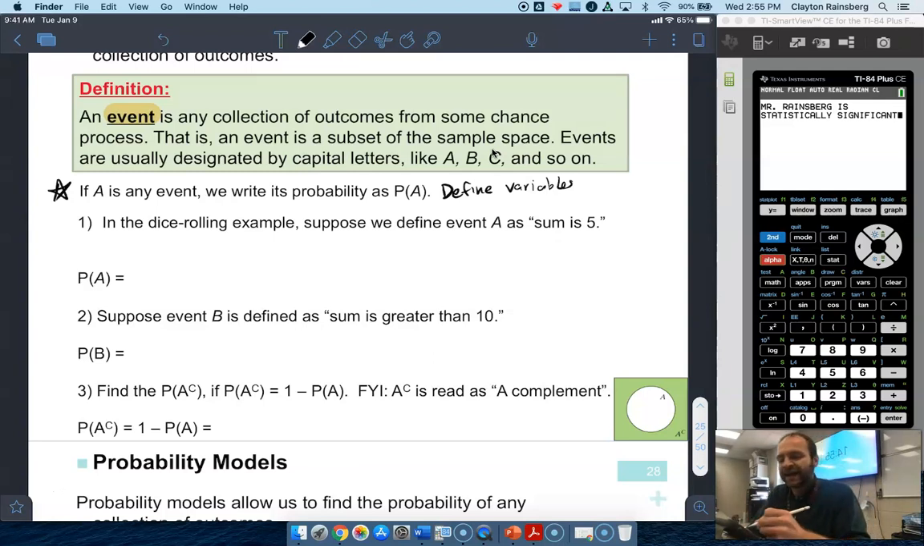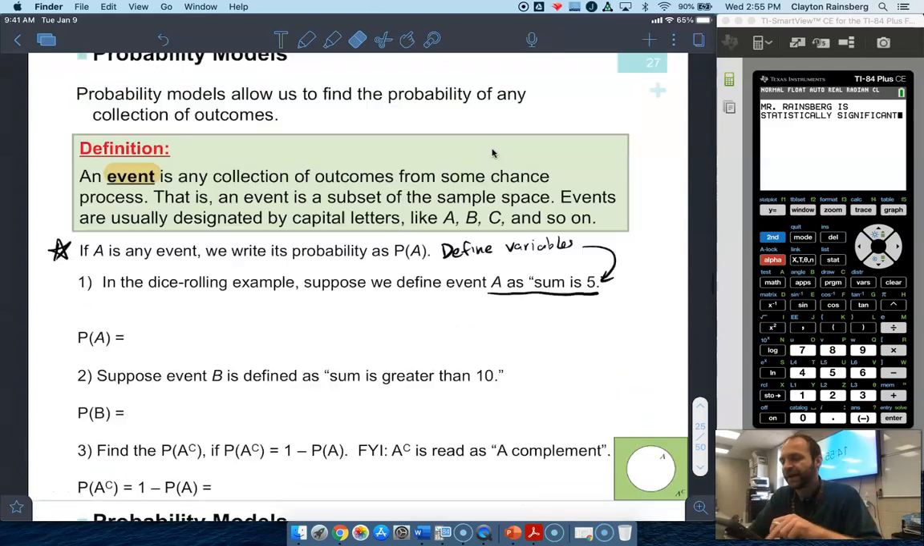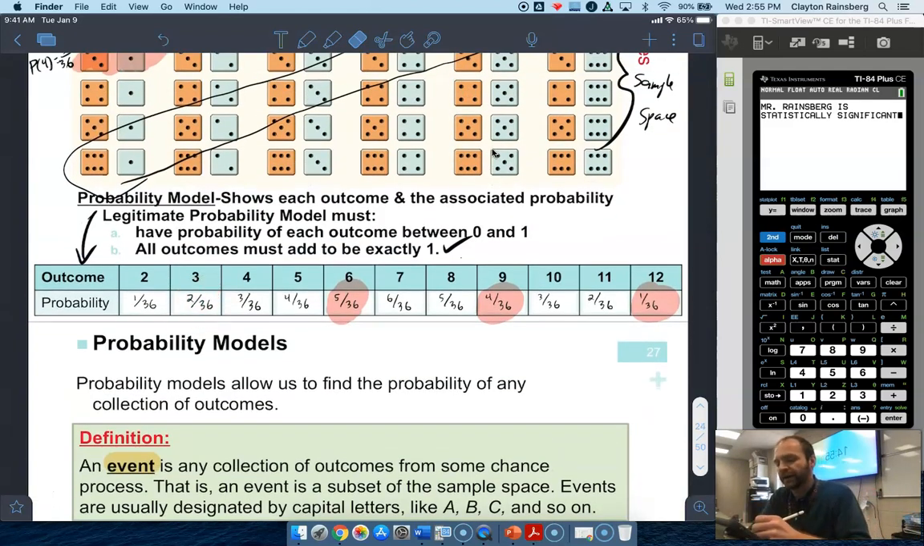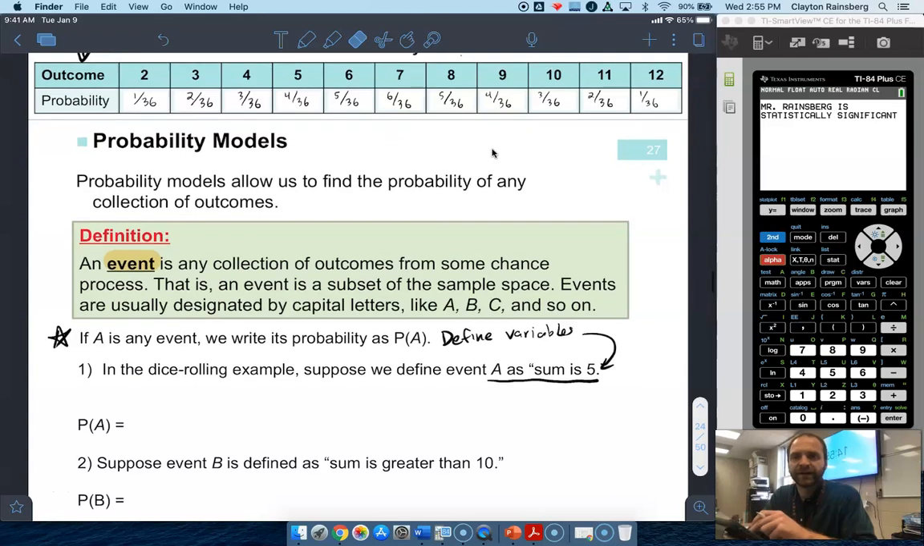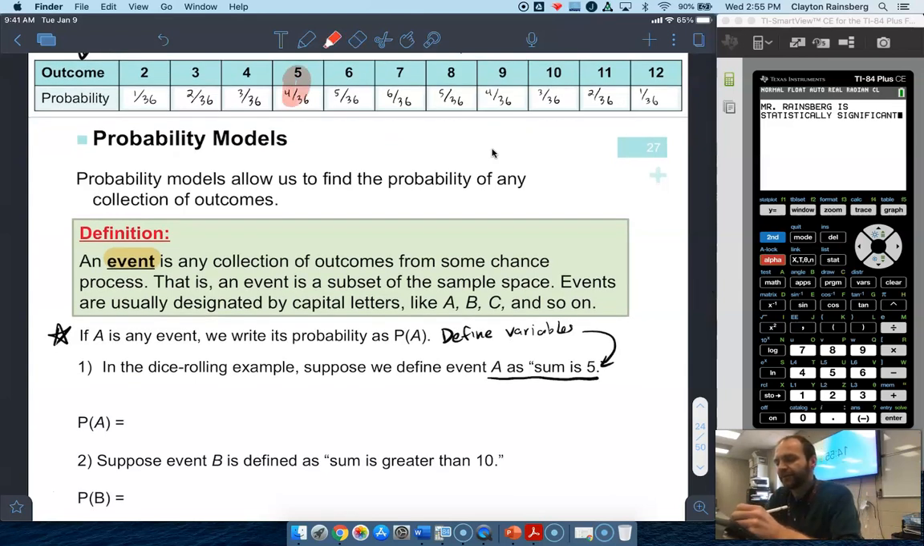Suppose you define event A as a sum of 5. You always define the variables that you're going to use. Then you get to use it. If you don't define it, you don't get to use it. So that really means the probability of a sum of 5. Well, from our situation, I could go and look at my sample space if I wanted to, but I'm just going to look at my probability model. I mean, that's why we created it. So what's the probability of a sum of 5? Well, it's right here. The probability of a sum of 5 is 4 out of 36. There are 4 outcomes out of the 36 total that add up to a sum of 5.